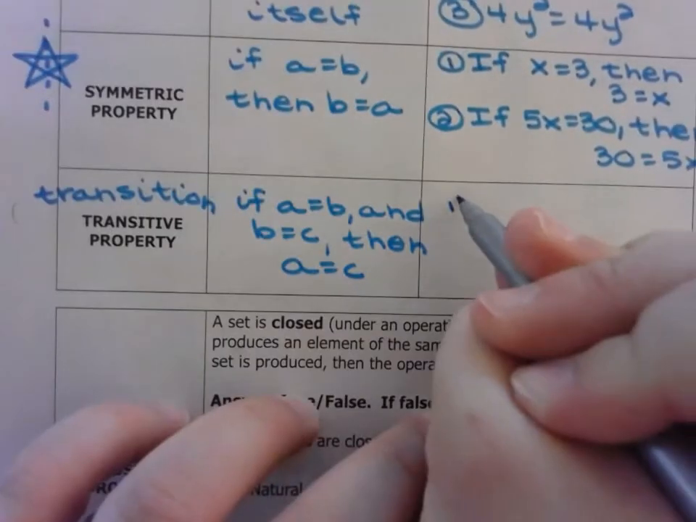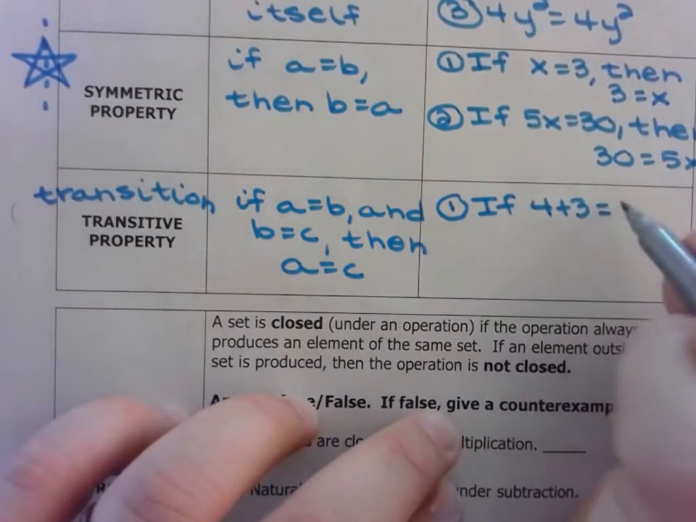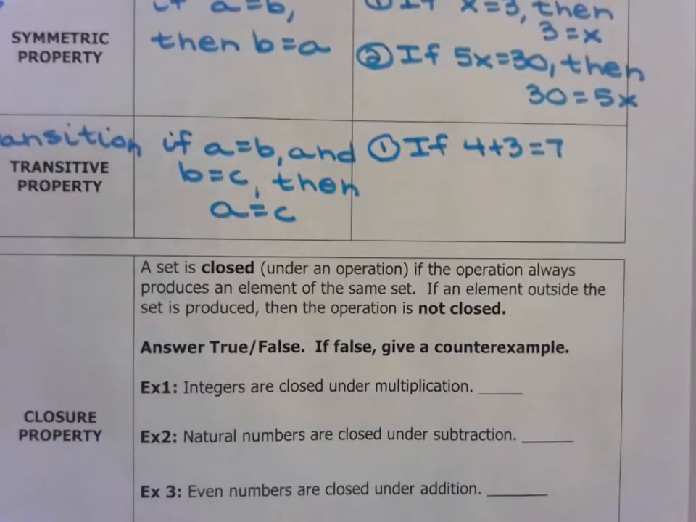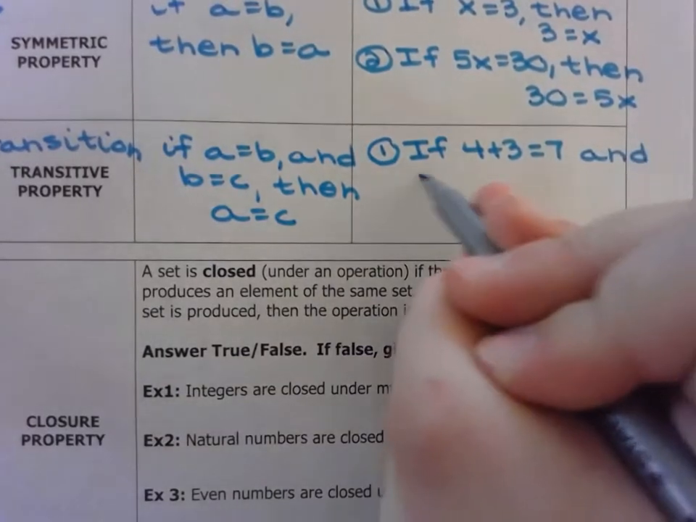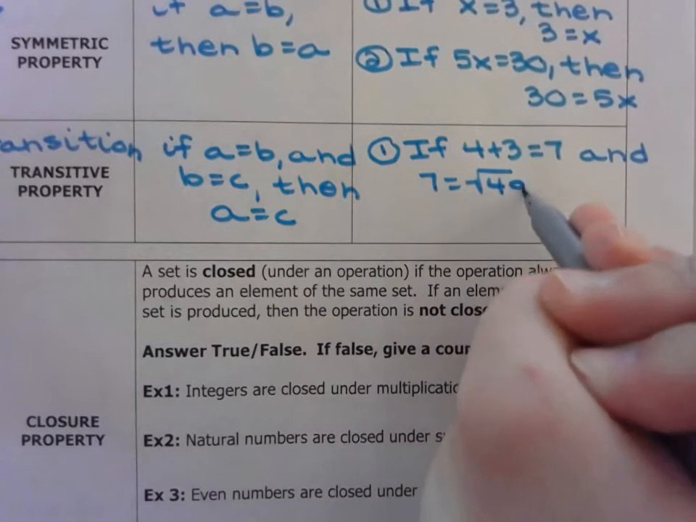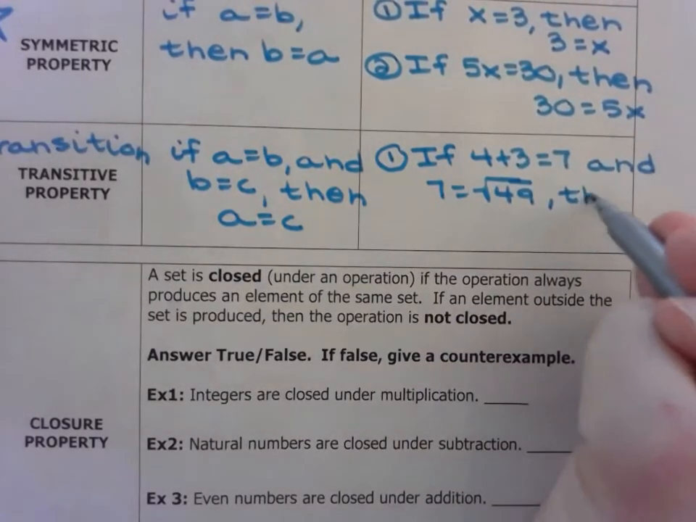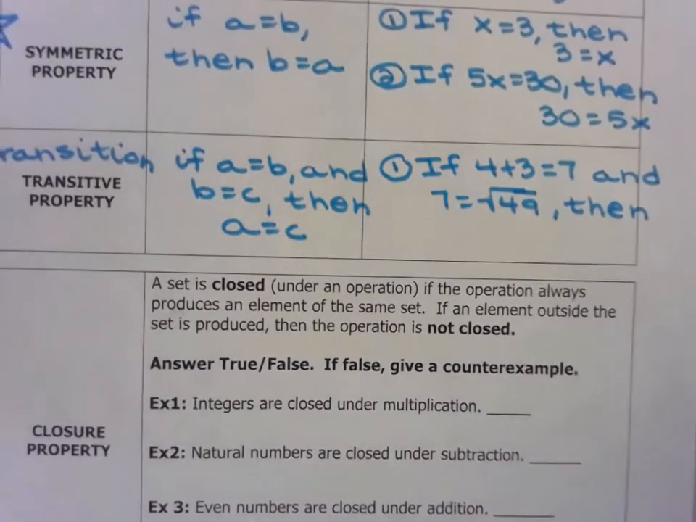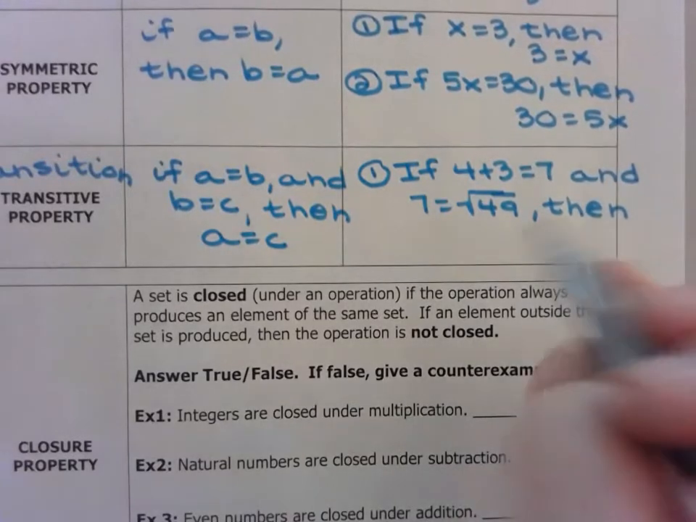Okay. So let's look at an example. If 4 plus 3 equals 7. Can we agree that 4 plus 3 equals 7? Yes. If we can't, then we may have issues the rest of the semester. But 4 plus 3 is equal to 7. We're good with that. And if 7 is equal to the square root of 49. So something equals 7, and then 7 equals something else. Then the transitive property tells me what? If two things equal the same thing, 4 plus 3 is 7, and the square root of 49 is 7, then what do I know about those two things?